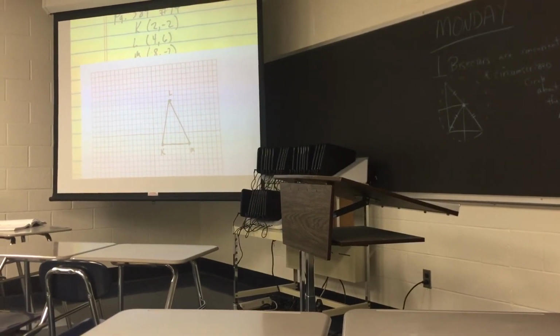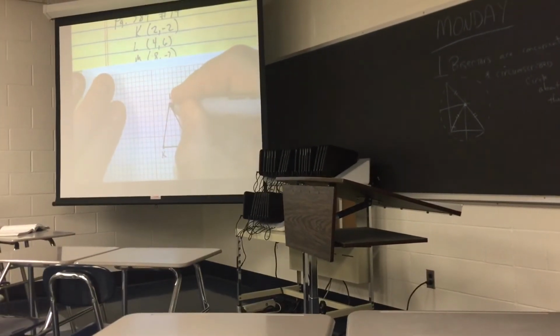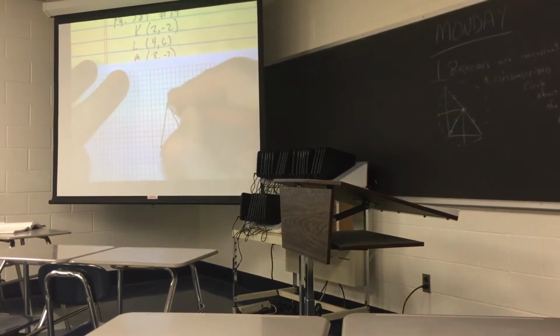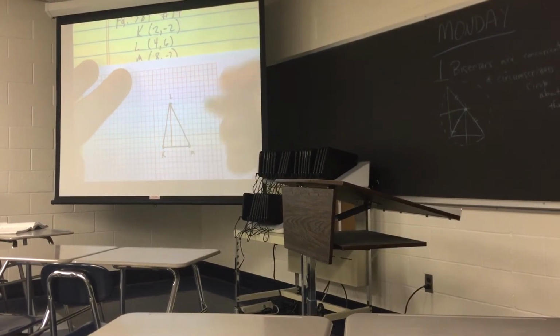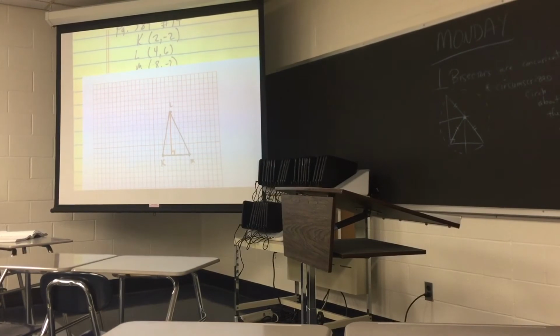If you think of it like this, if I go from L and I go straight down, I'm going to use red. Hopefully you can see this. If I go from L and go straight down, can you guys see that on there? Yeah. Okay, good. So there's the first altitude.